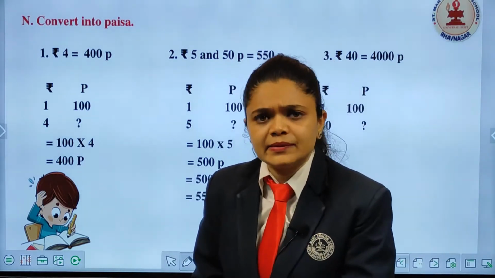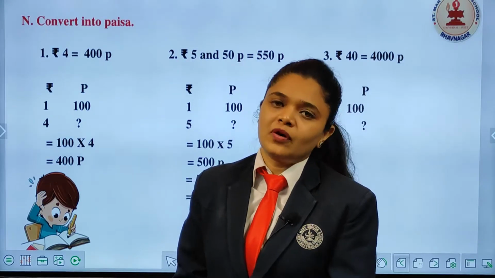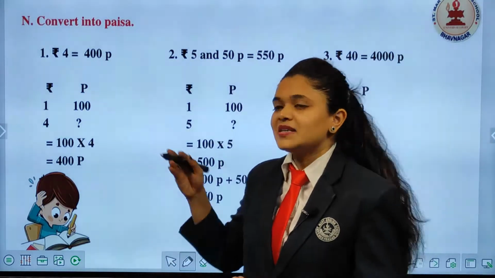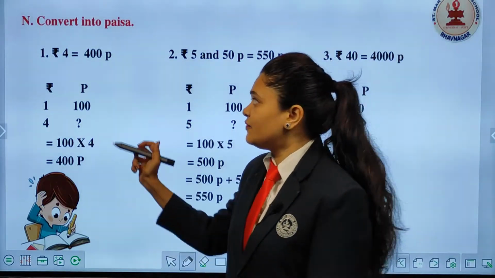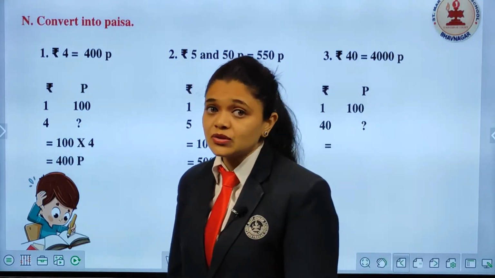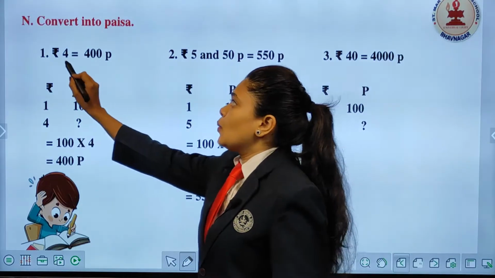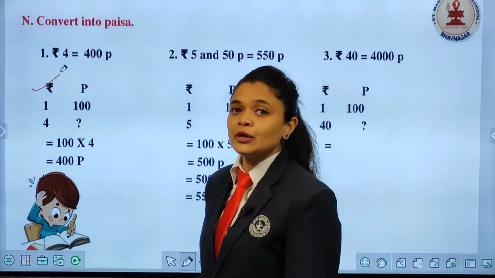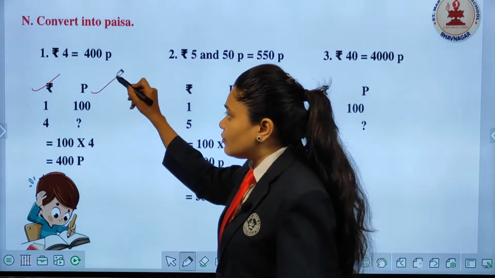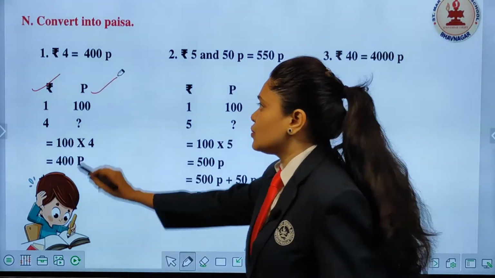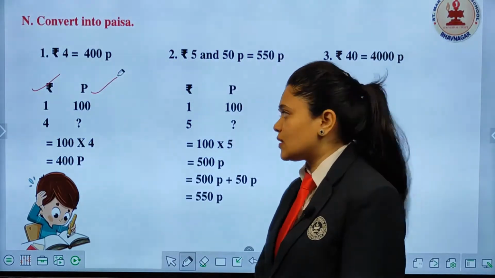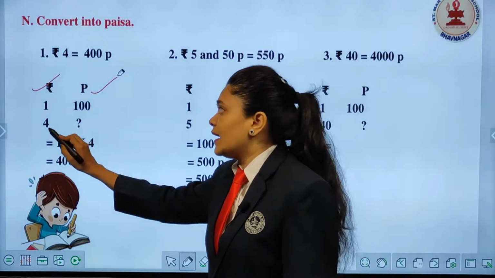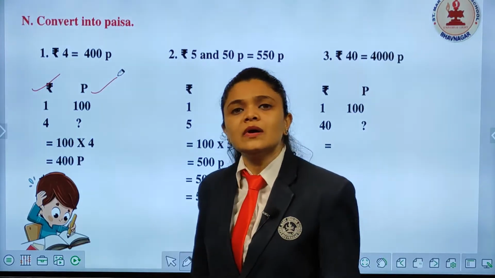The same method, the same rule we are going to follow. That means we are going to follow the cross multiplication and the rest of the sum we are going to do it. See the first one, 4 rupees is equals to how many paise? Again, what is given? Rupees is given to us. In the first column we will write rupees and in the second column what we have to find? Paise. So paise will go into the next column. 1 rupee is made by 100 paise, then 4 rupees is equals to how much?